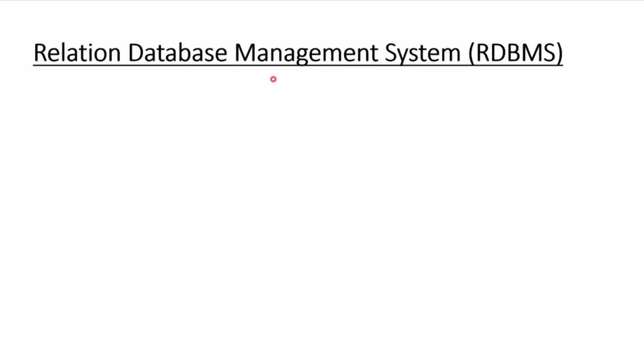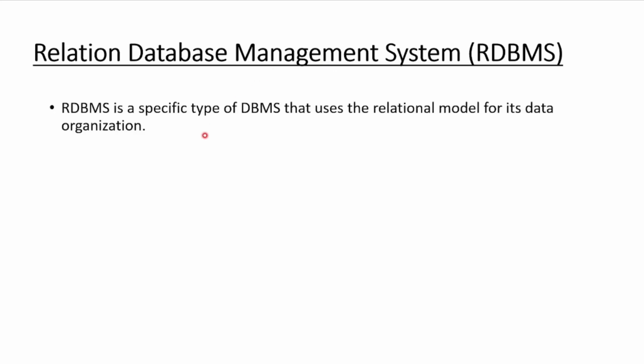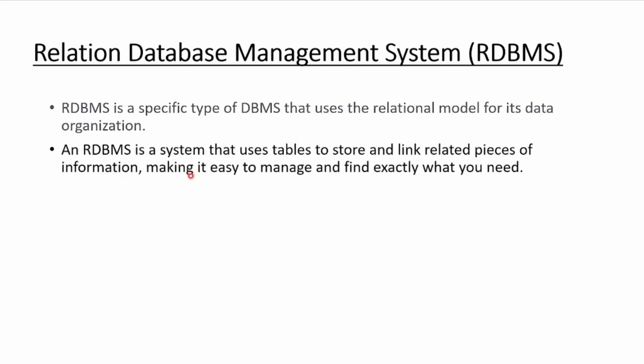So, relational database management system, RDBMS. RDBMS is a specific type of DBMS that uses the relational model for its data organization. RDBMS is a system that uses tables to store and link related pieces of information, making it easy to manage and find exactly what you need. Simply, RDBMS uses tables to store and link related pieces of information.